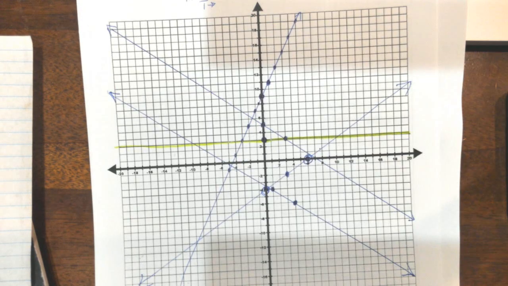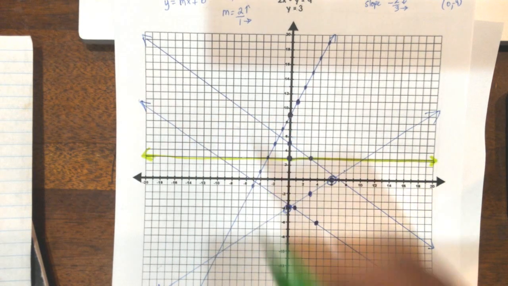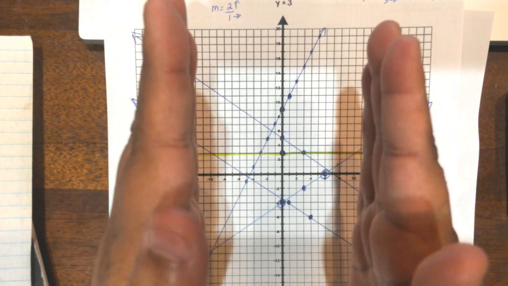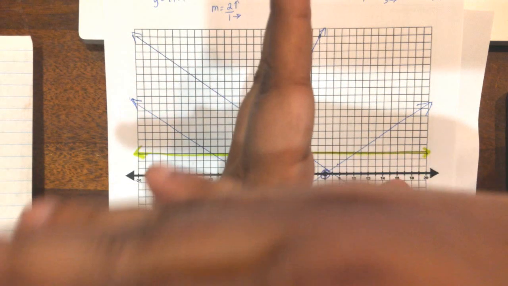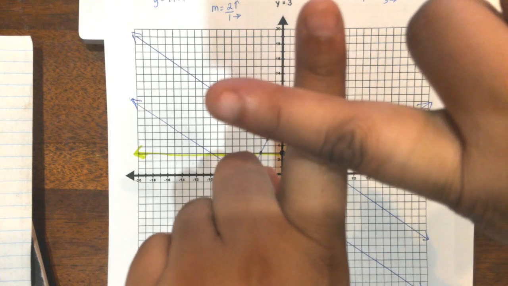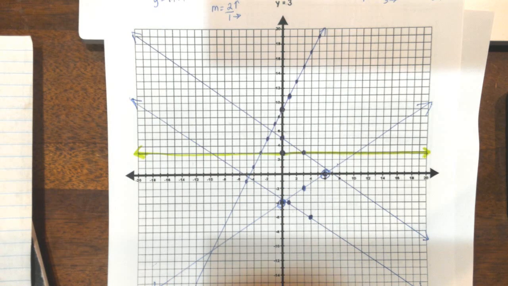Now again, a parallel line would be another horizontal line, because parallel lines look like this, right? Or like this. Perpendicular are the ones that cross, okay? Cross, perpendicular, parallel. All right.